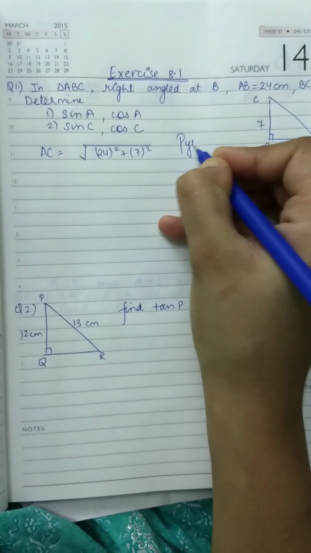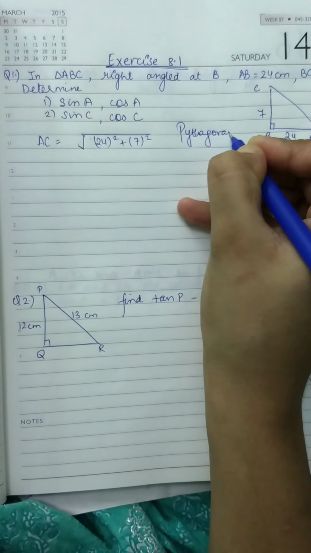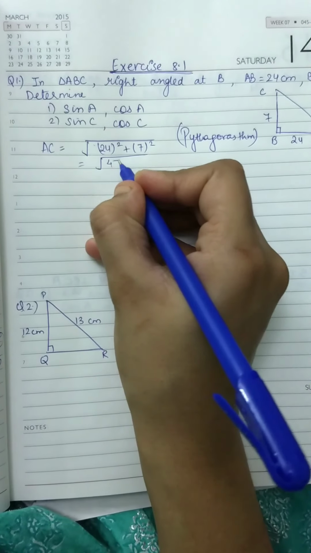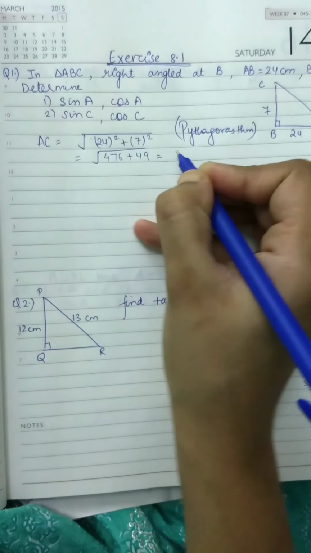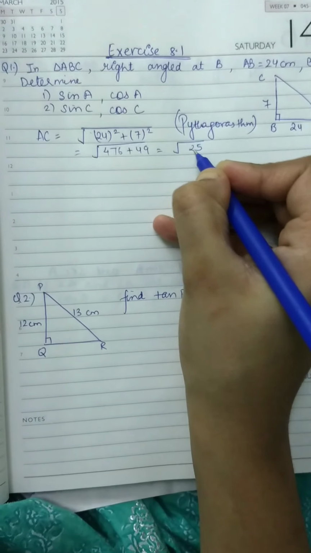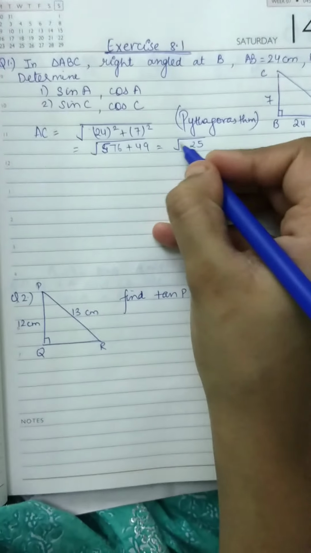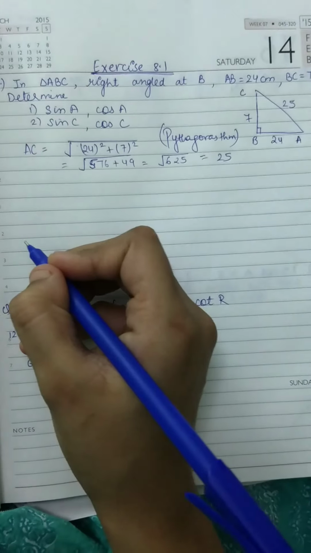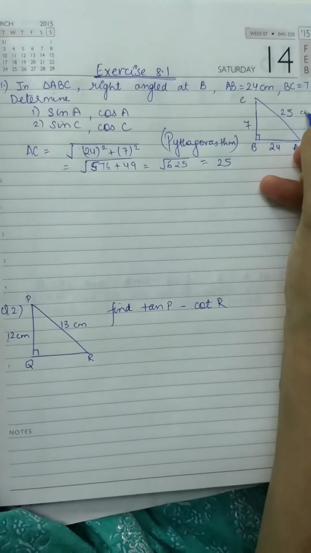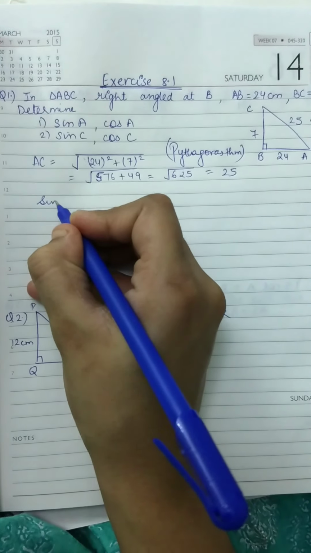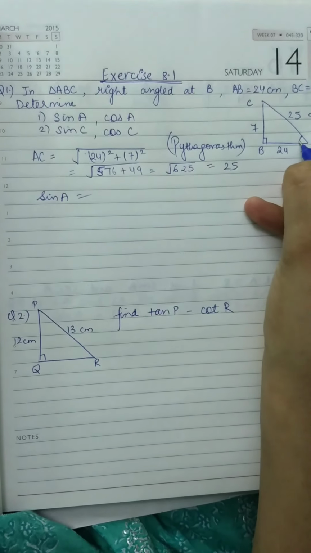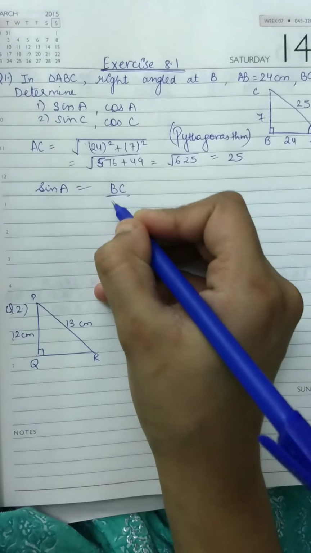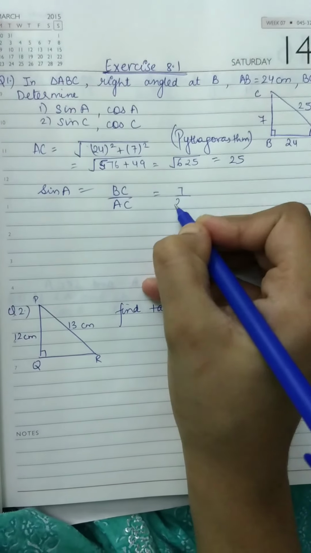So by applying Pythagoras theorem, under root of 576 plus 49 is equal to under root of 625, which is 25. So this gives us AC as 25 units, 25 centimeter. So we have to find sine A. Sine A is the side opposite to this angle. This gives us BC upon AC, which is 7 upon 25.